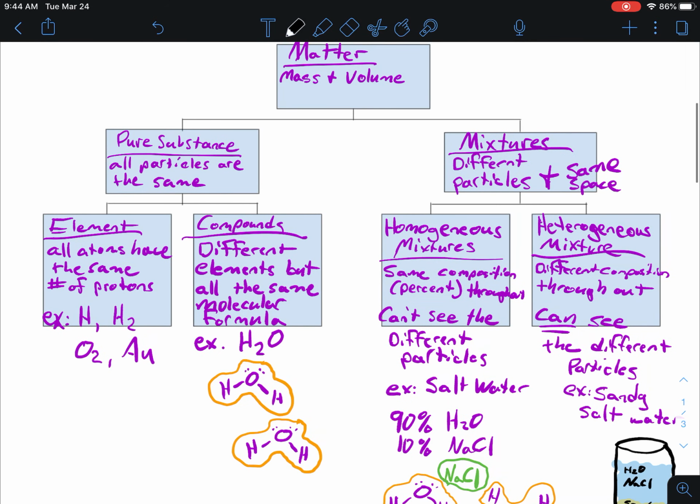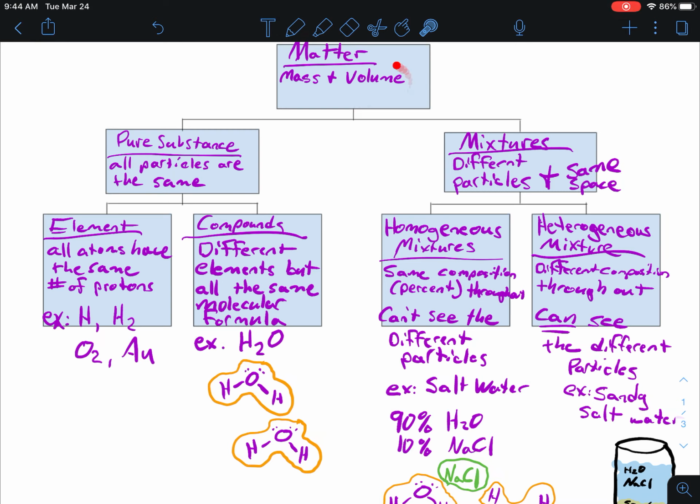All right, quick overview from the top. Matter has mass and volume. If every particle is exactly the same, it's a pure substance. If all those particles are composed of the exact same element, same atom with same number of protons, then that's an element. If those pure substances have the same molecular formula, such as H2O, then it's a compound. But they're the same compound, same formula, so still same particle.